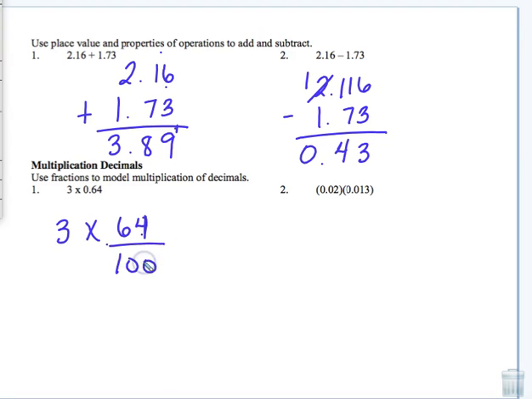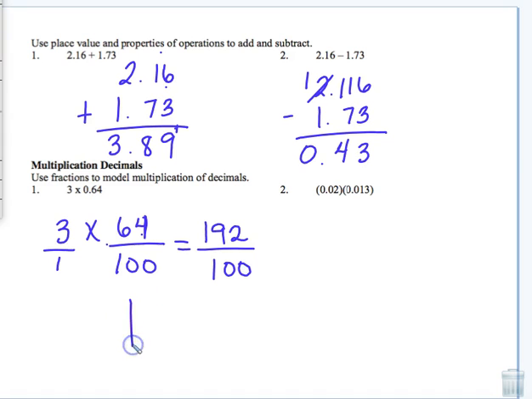And so the way that you model this with fractions is, this is 3 times 64 hundredths. This 3 is really over 1. It's a whole number. It's a ones place. So it's 3 over 1 times 64 over 100. And as we go ahead, we cannot cross-reduce here. So we're going to multiply 3 times 64, which is 192. 1 times 100 would be 100.